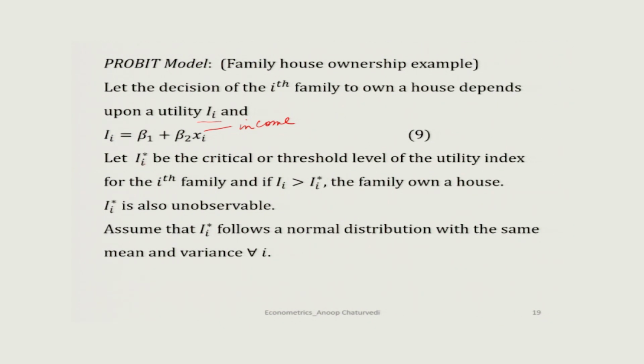Then suppose I_i* is the critical or threshold level of the utility index for the ith family. This critical or threshold level means, if the utility is greater than I_i*, in that case the family owns a house. And this critical or threshold level is actually unobservable. Now, we assume that I_i* follows a normal distribution with the same mean and variance for all i. So, we assume normality for I_i*.